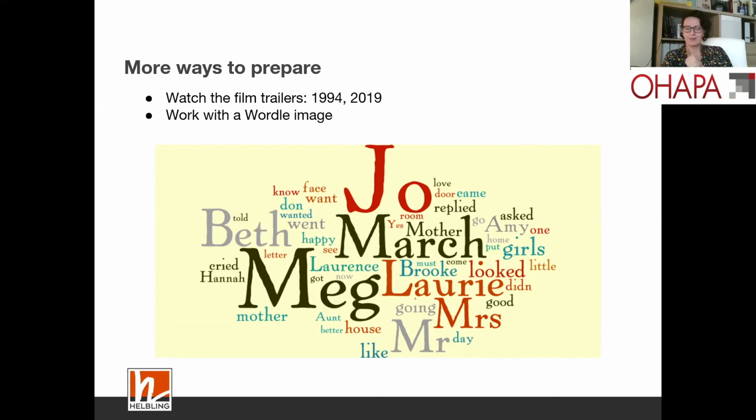Another idea, our series editor, Maria Cleary, had this wonderful idea of creating Wordle images based on each of our books. So she created this Wordle image in which she collected the most frequently used words in each story. And when you show this to the students, they can see who the most important characters are, and then see the most frequently used words, and they can guess why these are important, or we can check the meaning of these words as well.